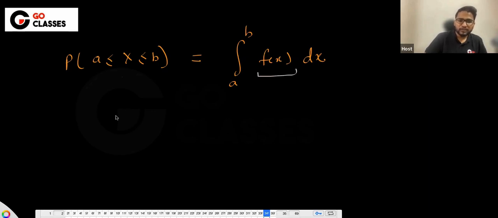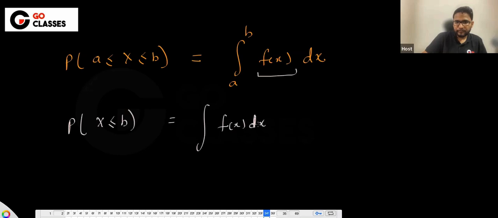Suppose I ask you the probability of x being less than or equal to b. Can you tell me what I should be writing here? You will say that this is the integration from -infinity to b, which means the minimum value of x could be anything, -infinity let's suppose, and at max it is b.